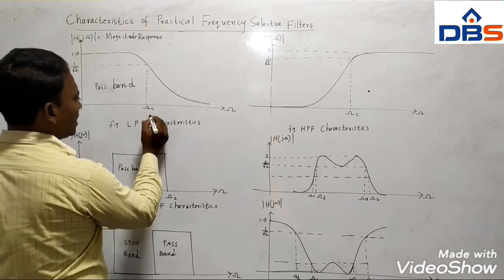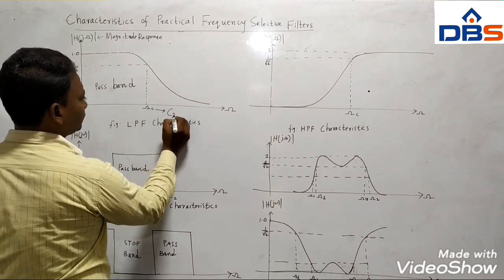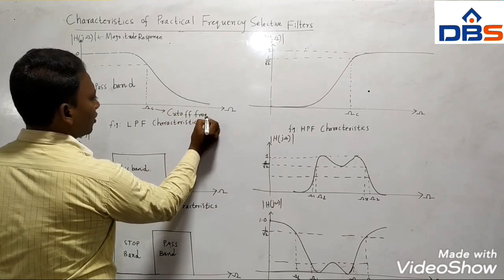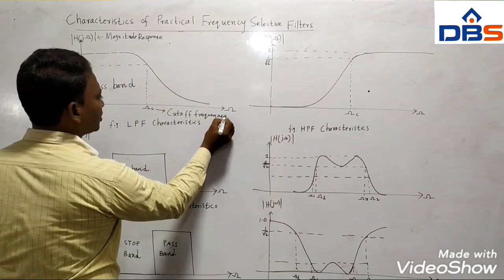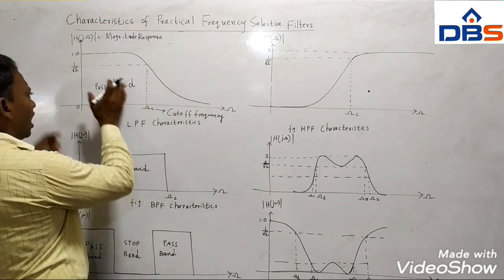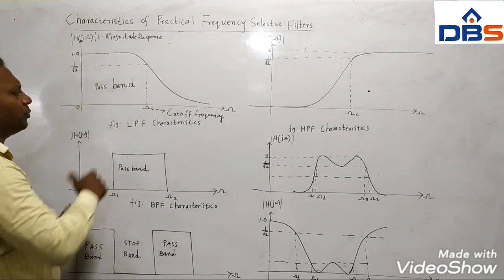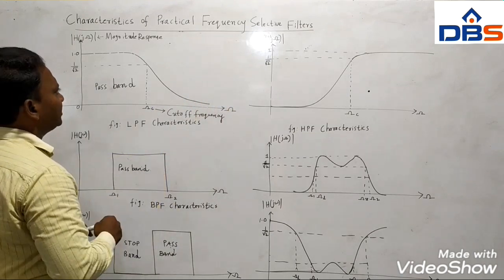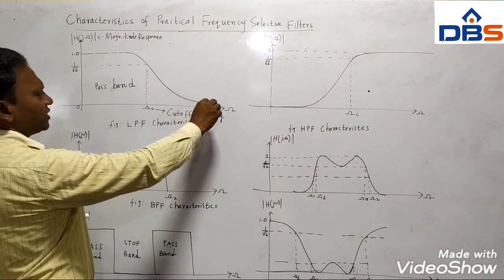This omega c is the cutoff frequency. Cutoff frequency means up to this frequency, all the frequencies which are coming from the input are allowed to be present at the output. They are allowed to pass through the system, and all the remaining frequencies are stopped.